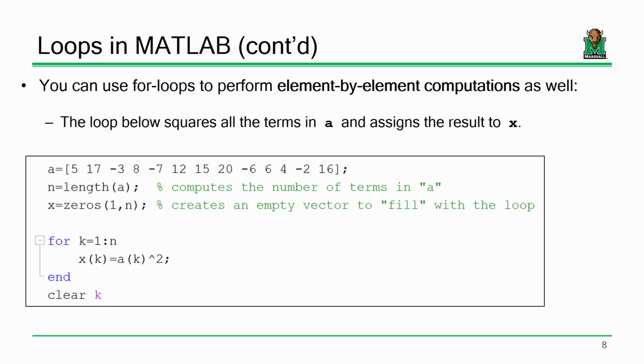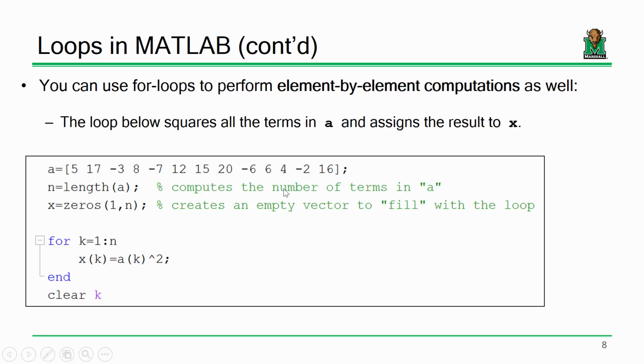All right, so here's another one. We can do loops to calculate element by element computations. So let's try this one out. Let's take a look. First of all, before we start typing it in, let's understand what it's doing. All right, so a equals and then a string of numbers here. This is defining an array. And then n equals length of a.